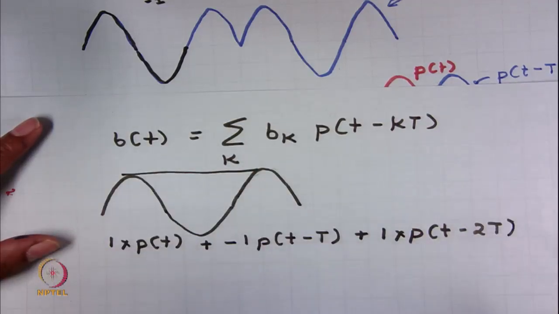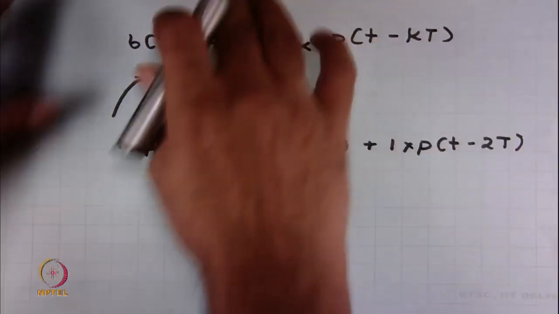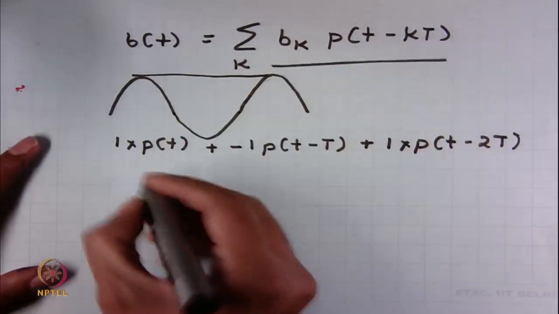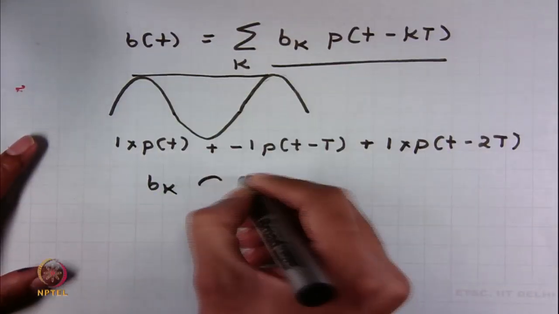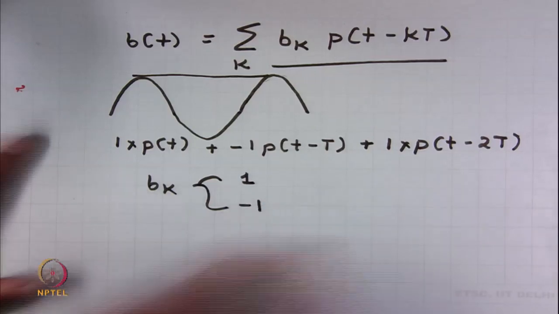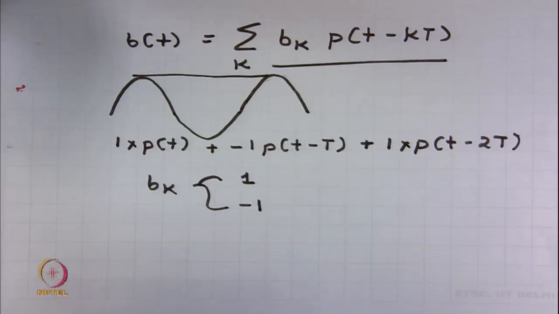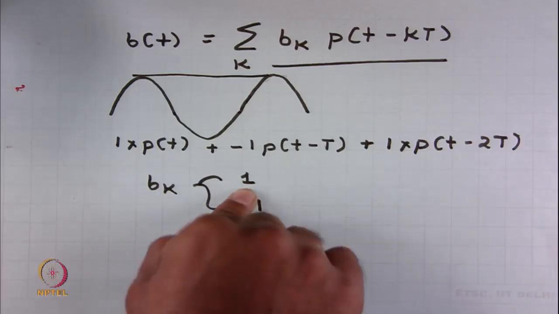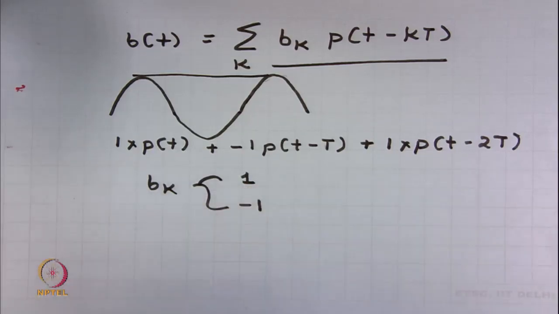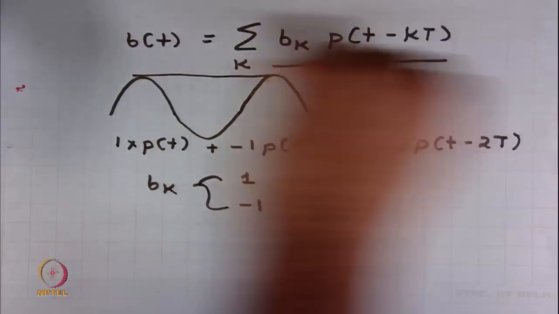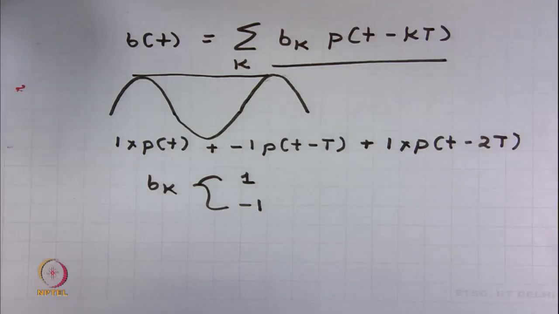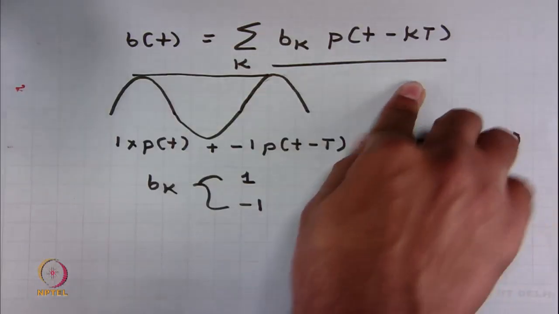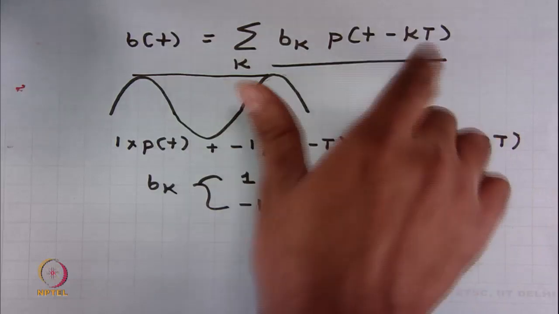And I can go on and construct a binary PAM signal by thinking about this as this. Remember that b_k takes in two values, either 1 or minus 1. It takes a value minus 1 whenever it is representing a 0, and it takes a value 1 whenever it is representing a 1. So, I can write an expression for binary PAM transmission or binary PAM signal like this. Now, this is just a sample function of a binary PAM system.